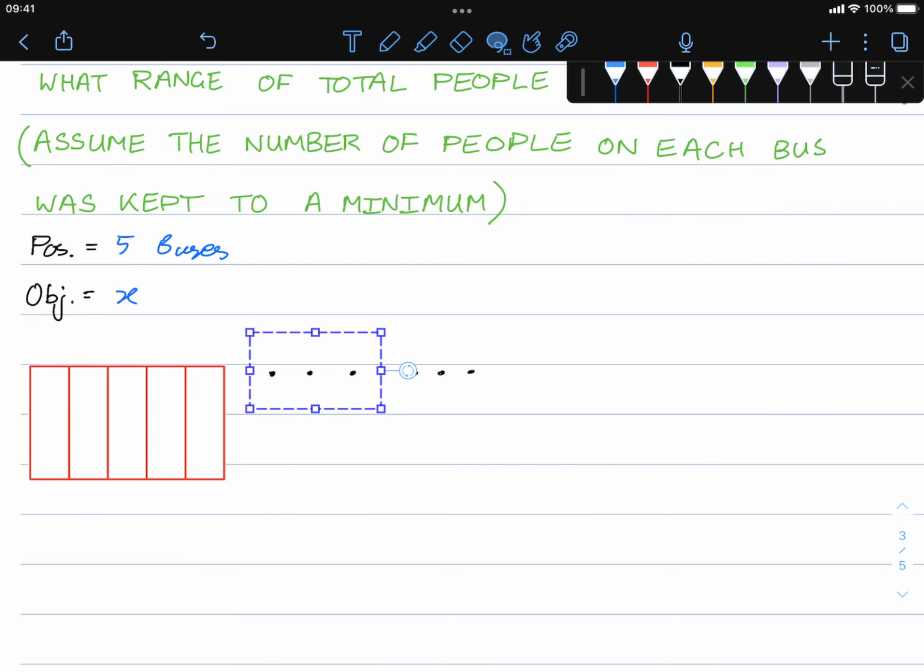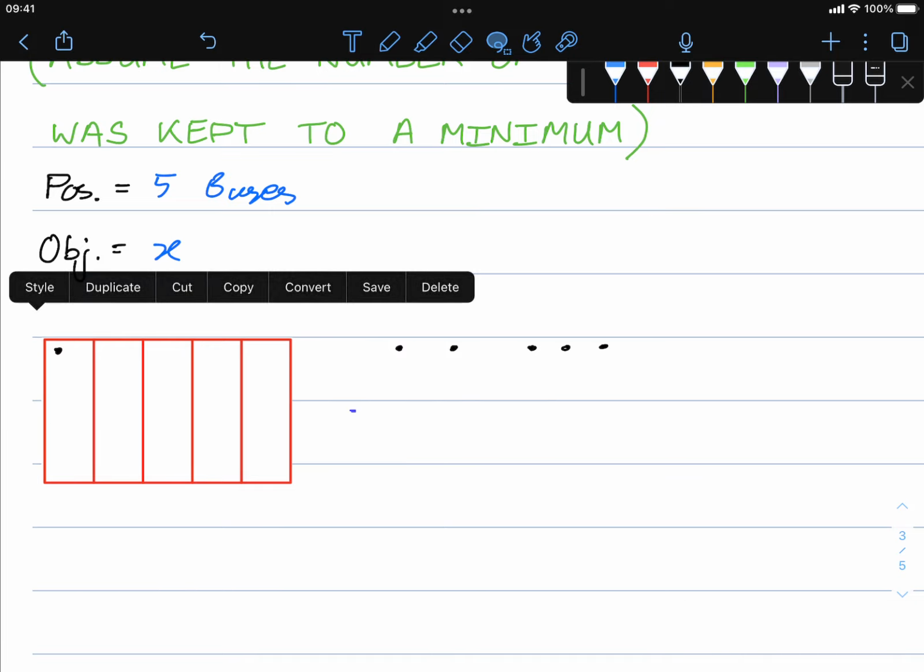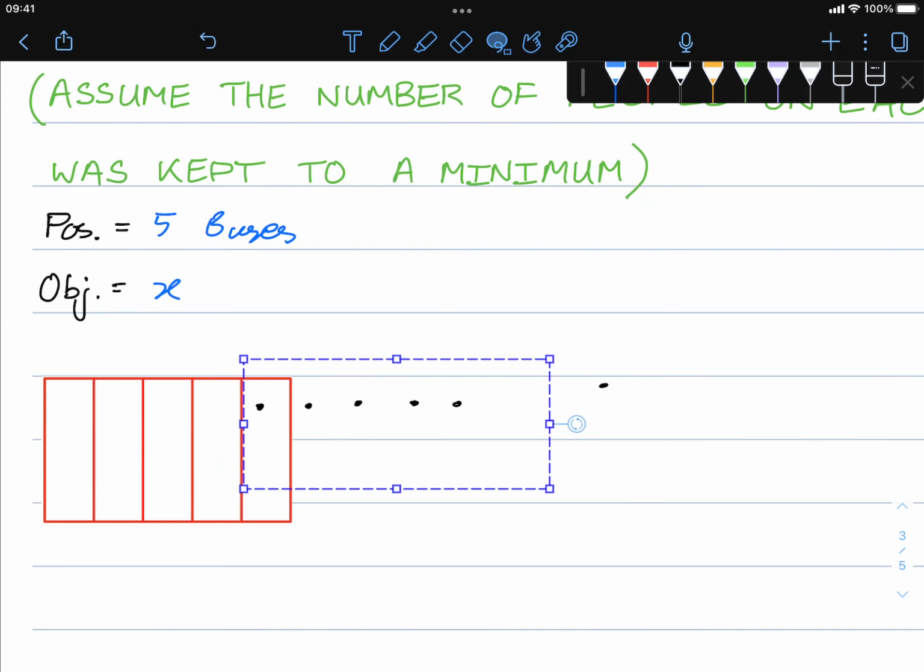Okay, so we would divide them like so. We would put one on one bus, the next one on the other, and so on like this. Okay, and there we go. So it'd be like that. We would try and distribute them as equally as we could onto each of the buses.